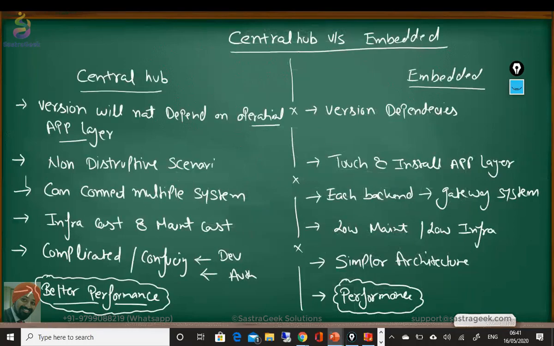Then we discussed the difference between central hub versus embedded. What things would be available in the central hub compared to embedded? What are the benefits in central hub? What are the benefits in embedded? What are the drawbacks in central hub and what are the shortcomings of embedded? Both things we have discussed.